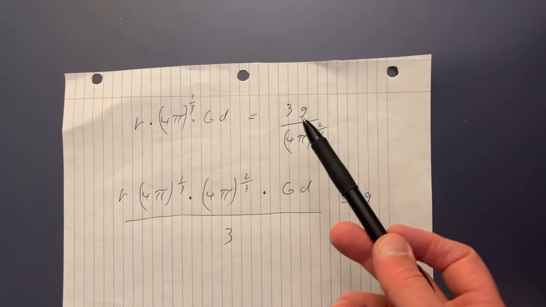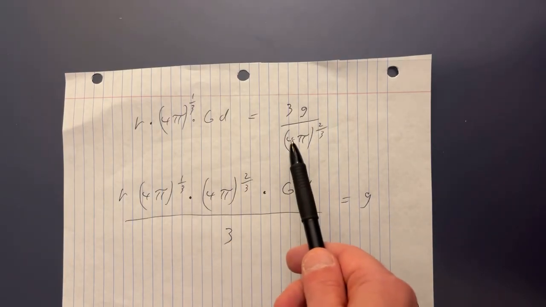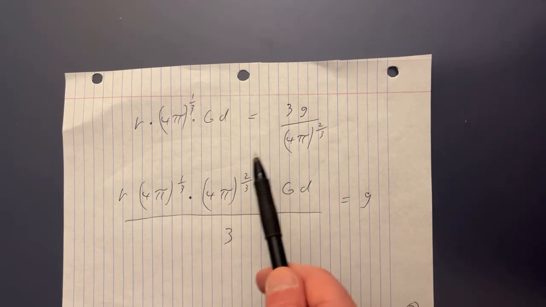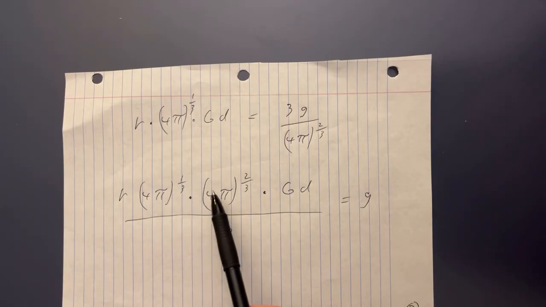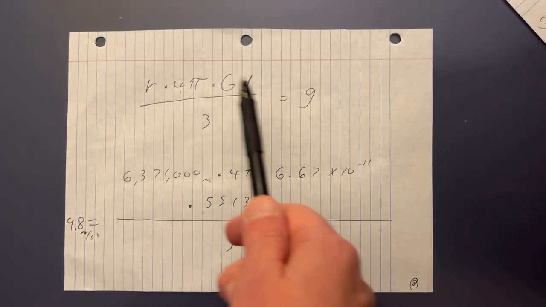Continuing through the algebra here, I just take all of this times 4 pi quantity to the 2/3, and it'll look like this. Then I have to divide by 3 to get G by itself. Notice this 4 pi to the 1/3, that 4 pi to the 2/3. Add your exponents, you just end up with 4 pi. And next page. Here's the full equation right here, very simple.